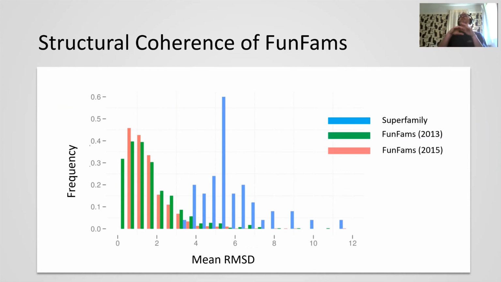And if you look at all of the structures within the broad superfamily clustering, then we can see that the average RMSD is higher, i.e. the structures are more diverse. And if you just look at structures within the FunFams, you can see that the RMSD is much lower because the structures are much more conserved. And indeed, moving from the FunFams that we created in 2013 to the FunFams we created more recently, the RMSD goes lower and lower because the clusters are getting better and better.